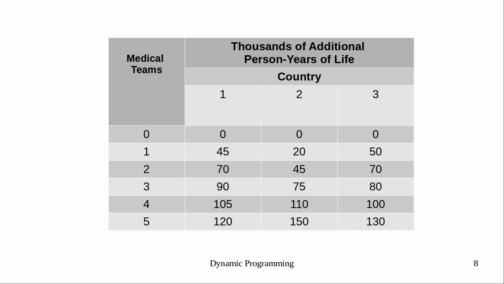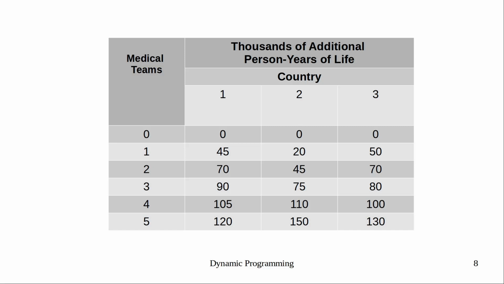Now let's go to the problem. The problem here is that you have medical teams and they need to be allocated to countries 1, 2 and 3. Now in this table, it shows that if you allocate 0 teams to country 1, 2 or 3, the additional person years of life, that is thousands of additional person years of life, is going to be 0.